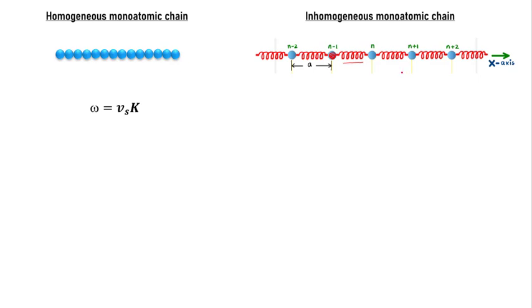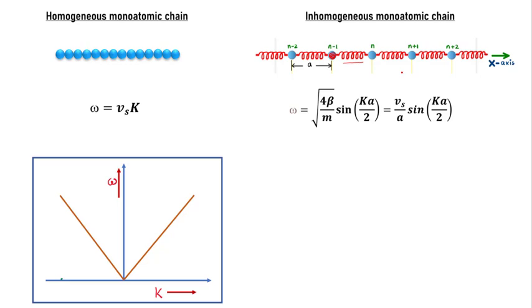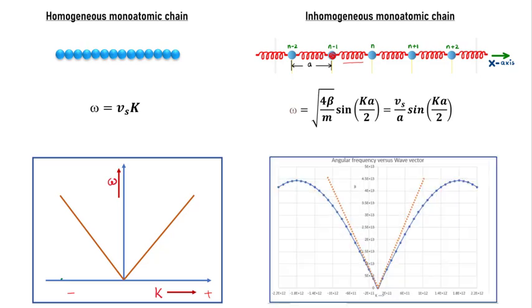Due to such a difference in the architecture of the solid, the dispersion relation changes and takes the form like this. If you plot omega versus k, that is angular frequency versus wave vector, it will be a straight line for a homogeneous monoatomic chain. So the curve will be along both the quadrants, as k can be positive or negative depending on the direction of propagation in the solid. However, this omega versus k plot of an inhomogeneous structure would look like this.